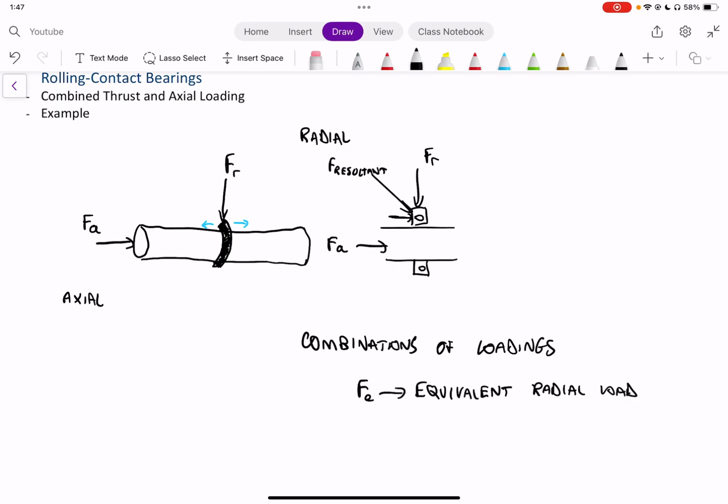We're not actually going to be solving for the resultant load and then using the resultant load, because that would require us to redefine all of our mathematics and all of our theory based on bearings. So what we do instead is we say, if the axial load is big enough, we're essentially going to be making an FE that's greater than FR, and is going to affect the bearing in the same way as FR. It's a shortcut way of saying FE is the equivalent of the radial load that does the same damage as the combined loads.